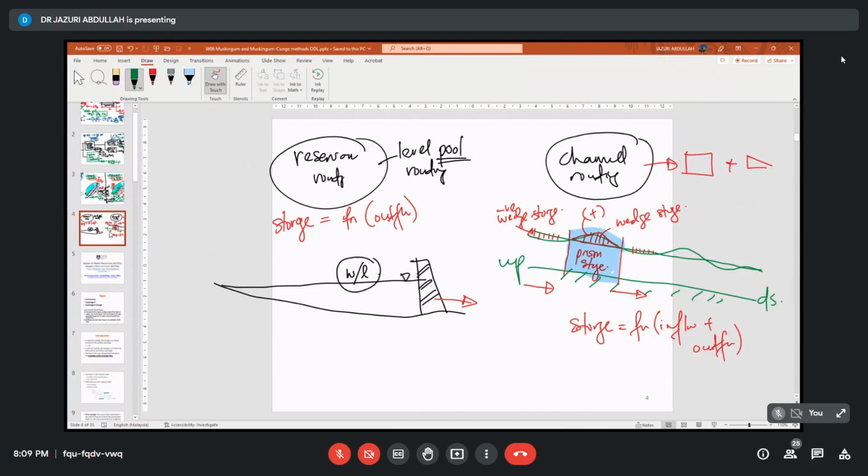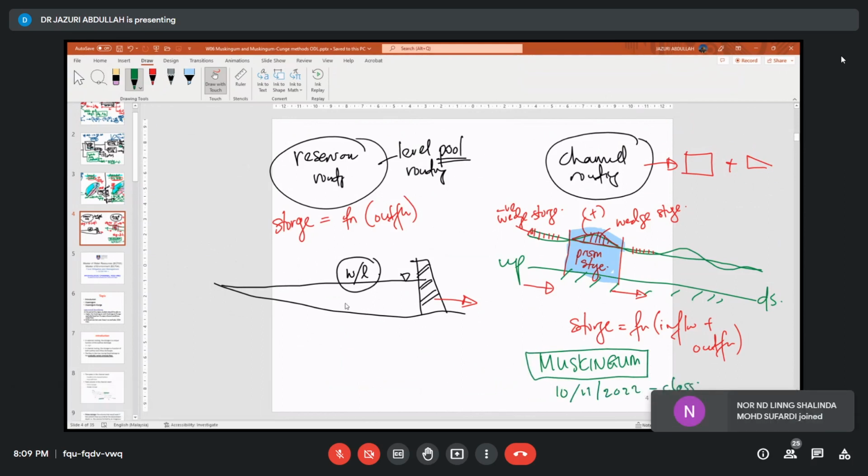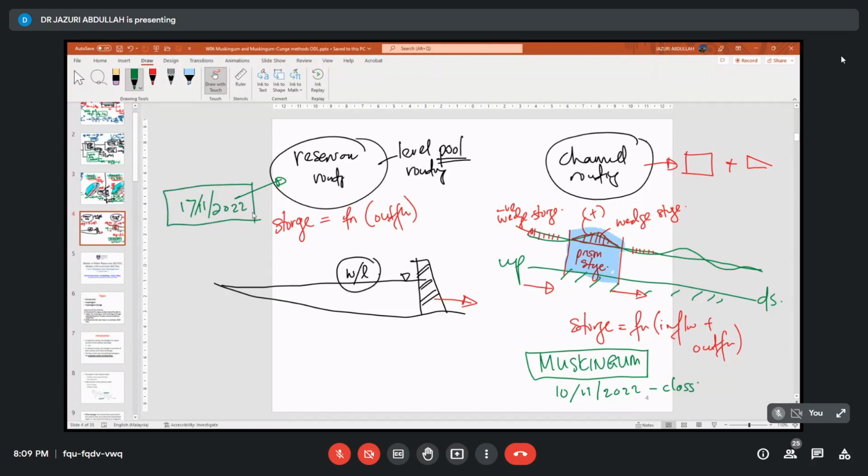Sebab ni kita akan pergi kepada, yang ni kita on this part, this is the mass curve. So mass curve kita akan cover hari ni lah. So on the 10th of November 2022 class. Okay, so ini akan cover hari ni. Yang ini on the reservoir routing, so maybe next week, but next week on the 17th, nanti kita akan tengok balik macam mana. Sebab 17 bulan 11 ni, I think kita ada pelepasan untuk pergi mengundi. So nanti kita tengok how the 17th of November ni kita nak buat kelas ke ataupun tidak, macam mana.